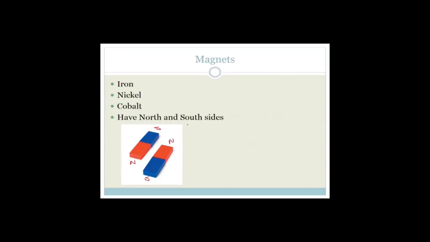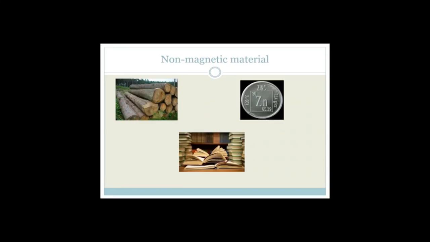And remember that the same poles are going to repel. So if I bring a south side next to a south side, they're going to repel. But opposites will attract, okay? So if I bring the south side of a magnet near a north side, they are going to be attracted to each other. Okay, so non-magnetic materials: we've got our trees again, zinc, and then we've got books, right?